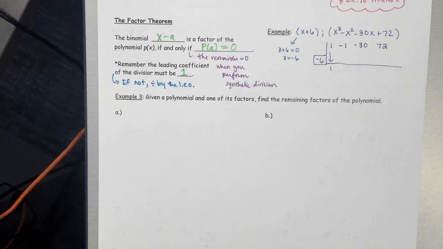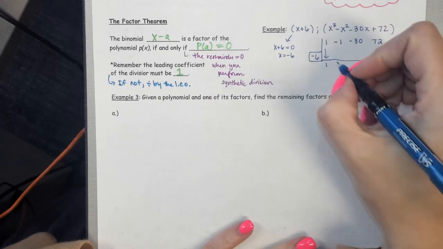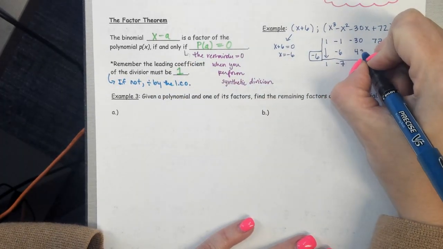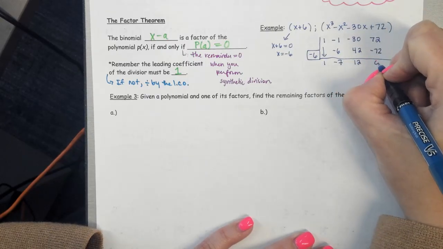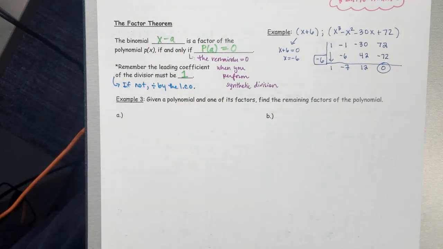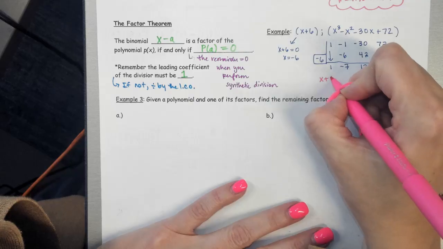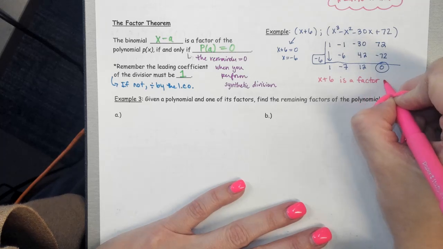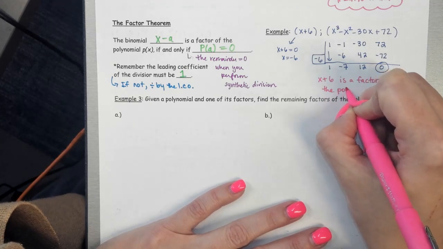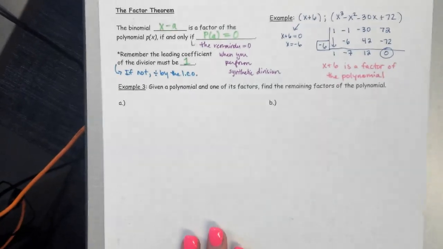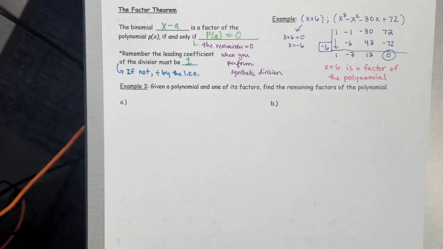We're going to go over the different forms. Once you do your synthetic division, think about this theorem and how that's going to relate to your answer. You did get a remainder of 0. If that happens, according to the factor theorem, that means x plus 6 is a factor of the polynomial. If you get anything other than 0, then it would not be a factor. If it's a factor, it goes into it evenly, which means your remainder is going to be 0.